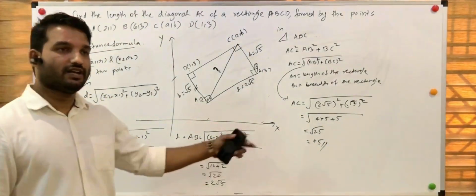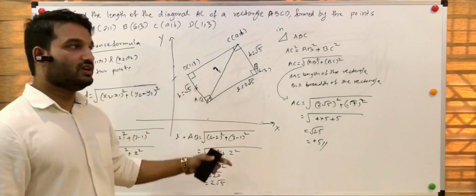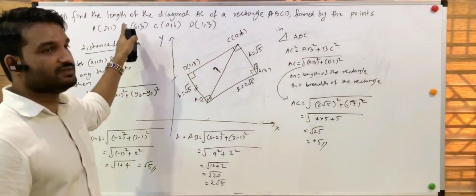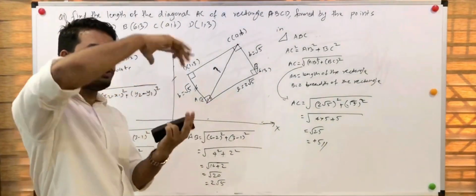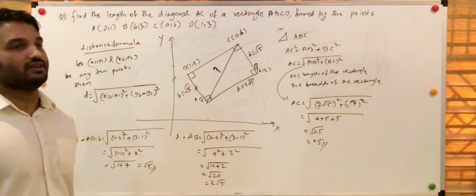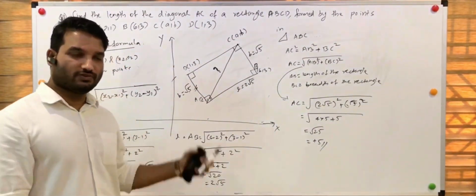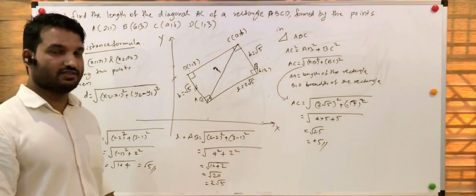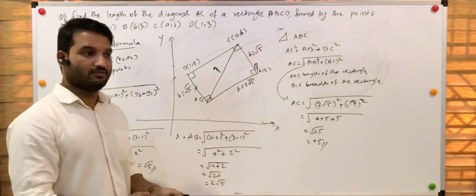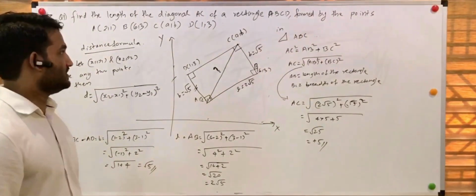So the final answer, the length of the diagonal doesn't change. Only what is changing here are the coordinates of the points B and D. So the orientation of the rectangle is changed in the coordinate plane. So when you do some problems, try to do some variations to the questions. That will really help you to boost your creativity skill. Let us move on to the next question.